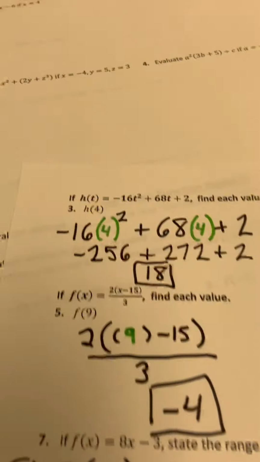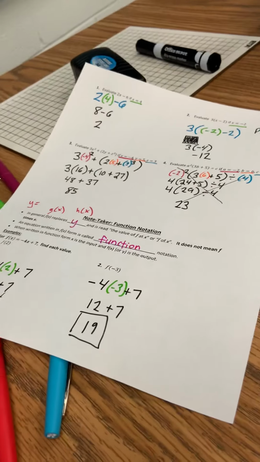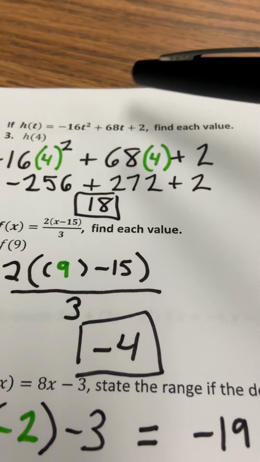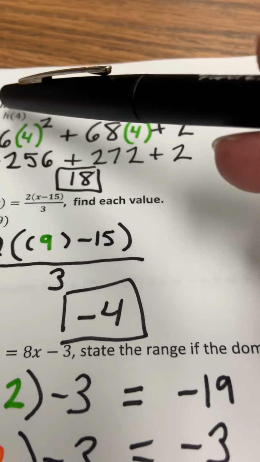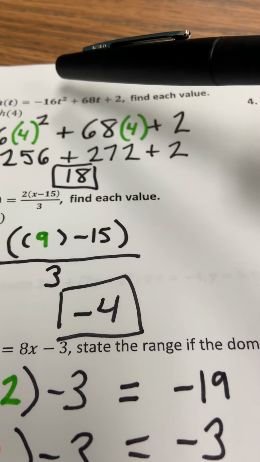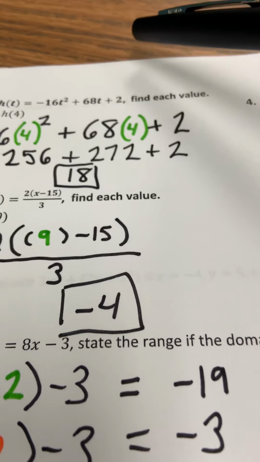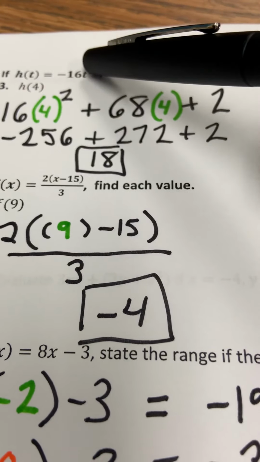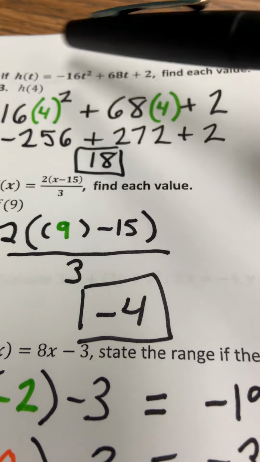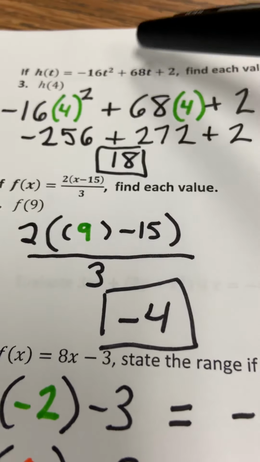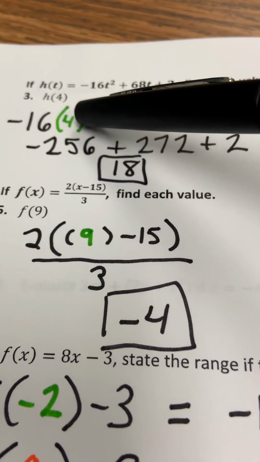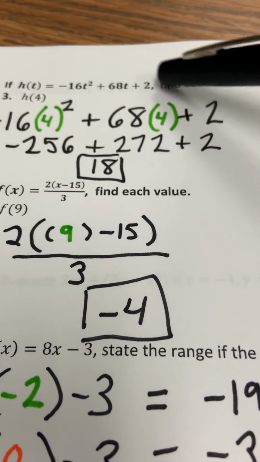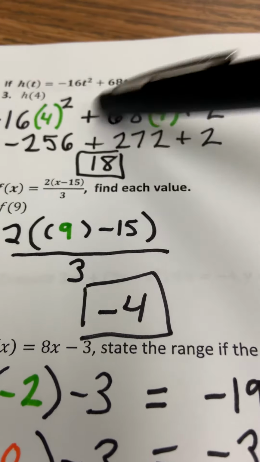Now we're going to go back to the function notation. So those are just regular substitution problems. Now I'm going to go here, but it's the same thing, just saying it a different way. So this is h of t, I'm sorry. It tells me the value is 4. So wherever I see the t, I plug it in. So this is -16 t squared, so I plug that in. And then plus 68t, I plug it in, plus 2, plug it in. I'm going to reevaluate, and then it's 18.